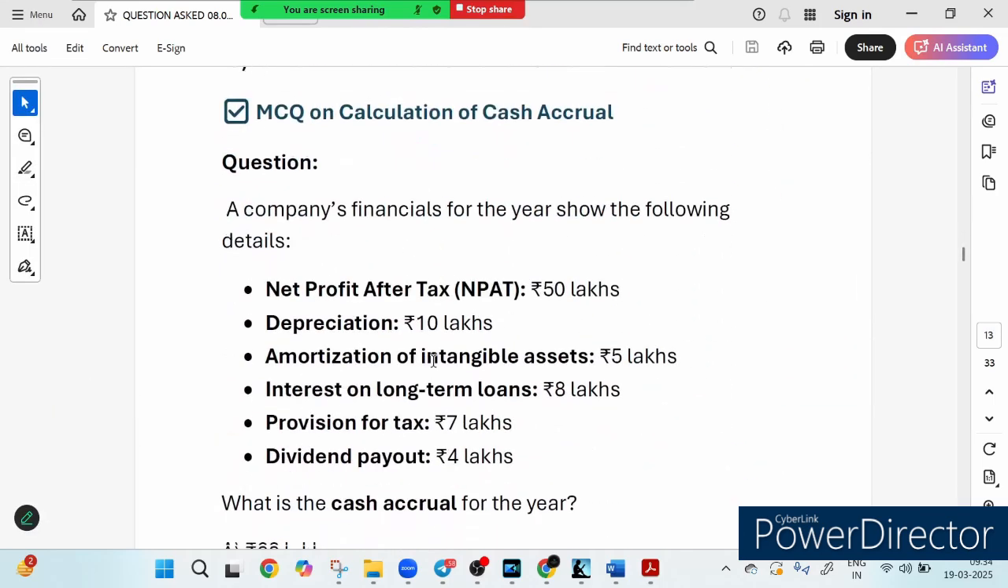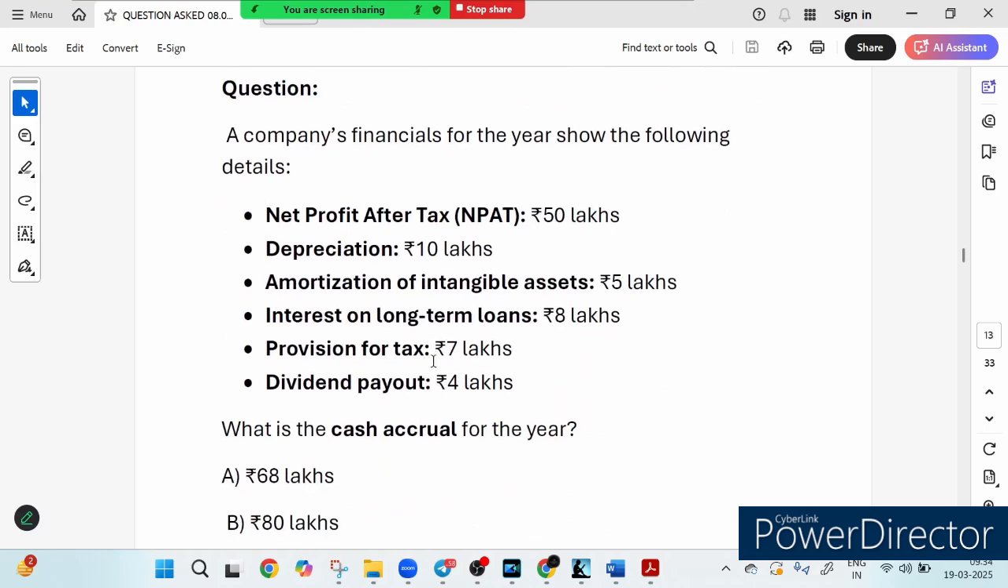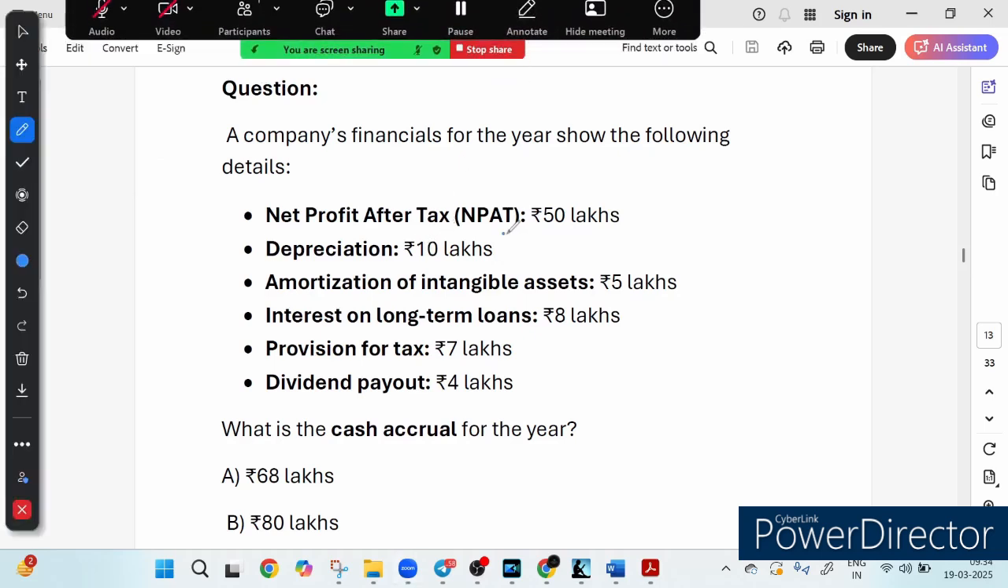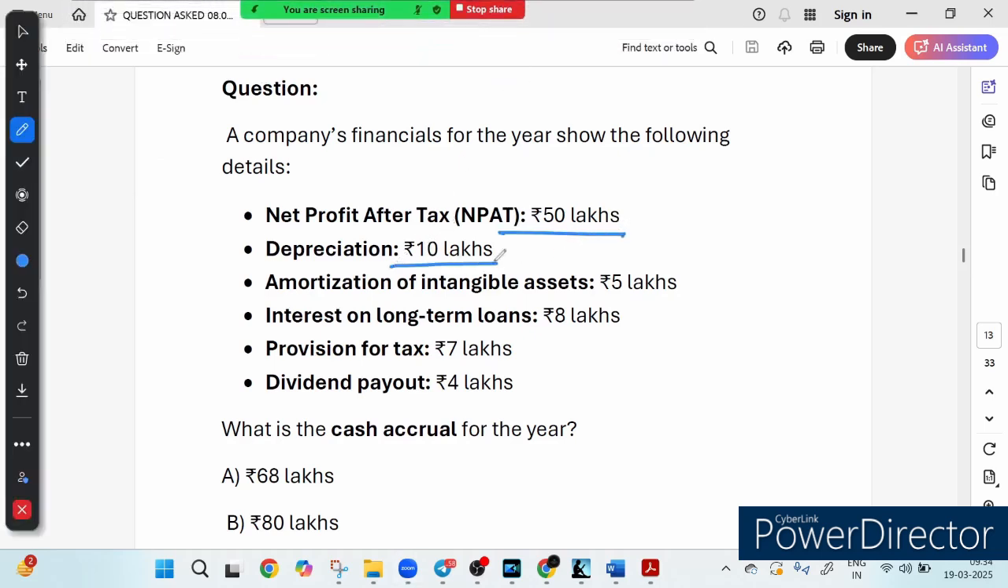The next question we have. This is a very good question. This asks you to calculate the cash accrual. Right? This question was asked in the 8 March examination, which I recently conducted. So a company's financial for the year shows the following detail. As you can see, net profit after tax 50 lakh, depreciation 10 lakh, amortization of intangible asset 5 lakh, interest on long term loan 8 lakh, provision for tax 7 lakh, dividend payout is 4 lakh. What will be the cash accrual?